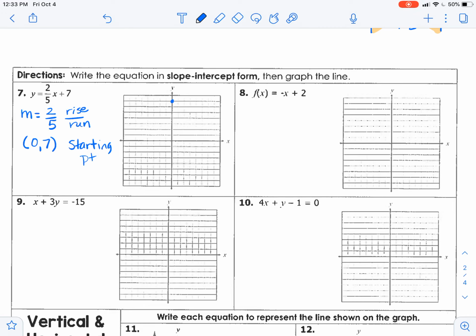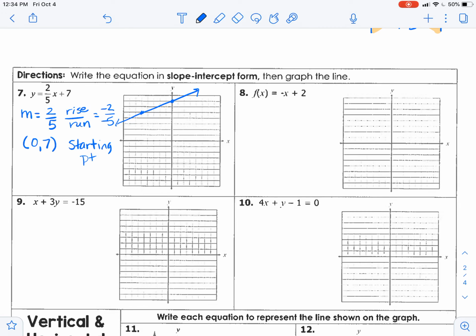So remember, that is a positive. I could do just the opposite. I could think of it as a negative and a negative because overall that's still positive. So that's what I'm going to need to do. So I'm going to go down 2 and left 1, 2, 3, 4, 5. And then that becomes my point. And then we're going to draw our line.